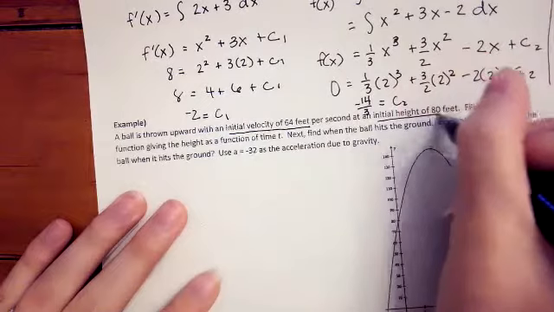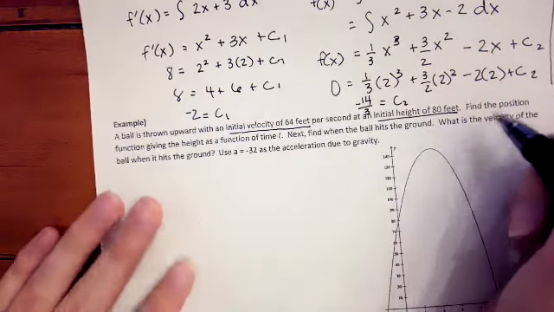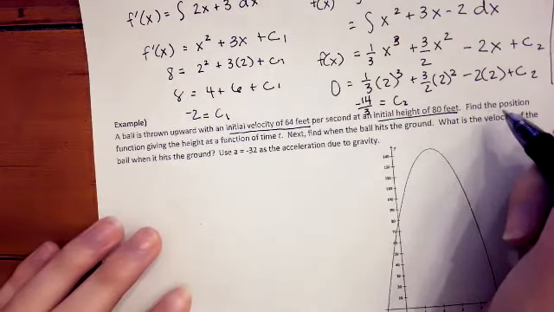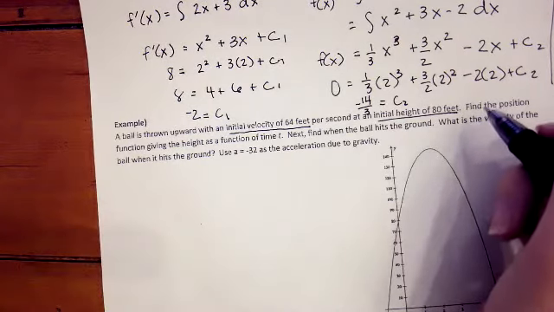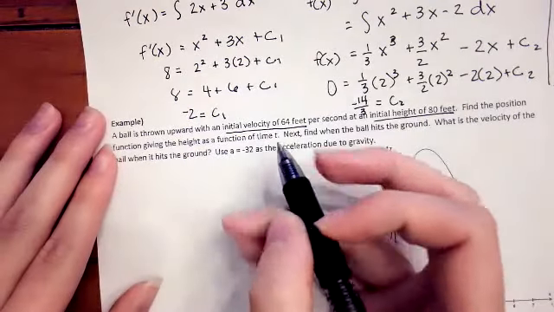And an initial height of 80 feet. We want to find the position function. So we know position is the antiderivative of velocity, because velocity is the derivative of position, as a function of time t.